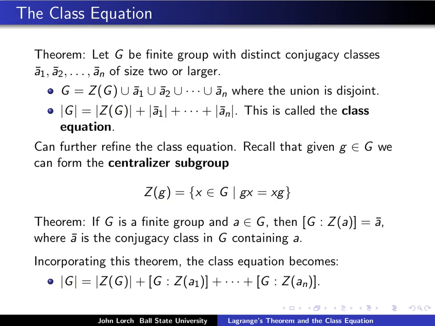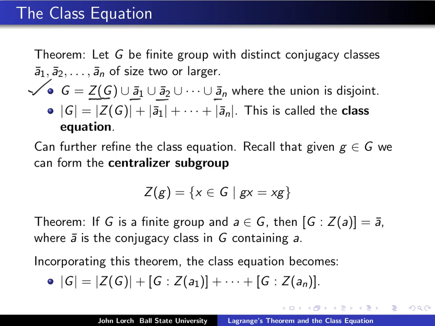That last example suggests a theorem. If we take a finite group, we can break it into conjugacy classes. Some of those conjugacy classes are going to be of size 1. And if we take all of those and lump them together, that gives us the center of the group. But then we will have left over some distinct conjugacy classes of size 2 or larger. We can use those to fill out the remainder of our group G, where the union is disjoint because conjugacy classes serve to partition a set into disjoint pieces.